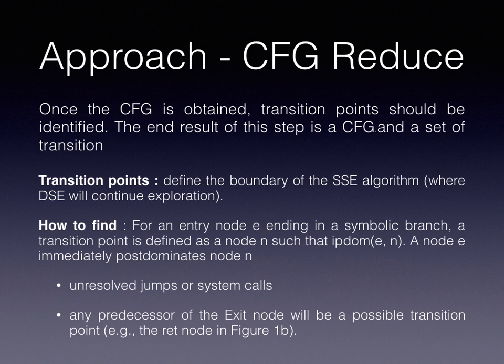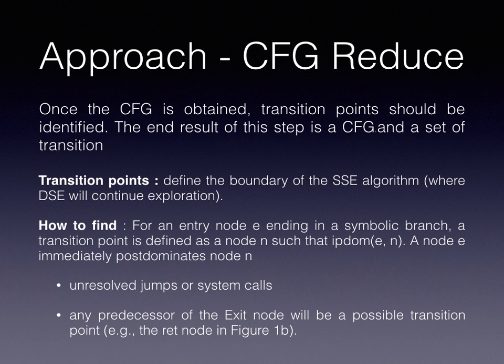And how can we find these transition points? For an entry node E ending in a system call or a symbolic branch, a transition point is defined as a node N such that E postdominates N. This means the node E immediately post-dominates node N. So basically there are two types of transition points. The first one is the unresolved jumps or system calls.